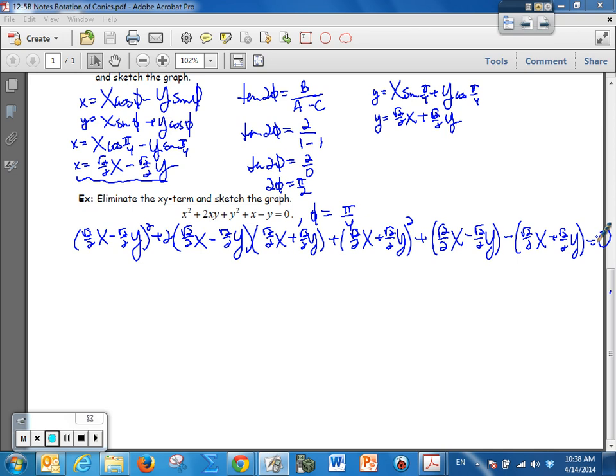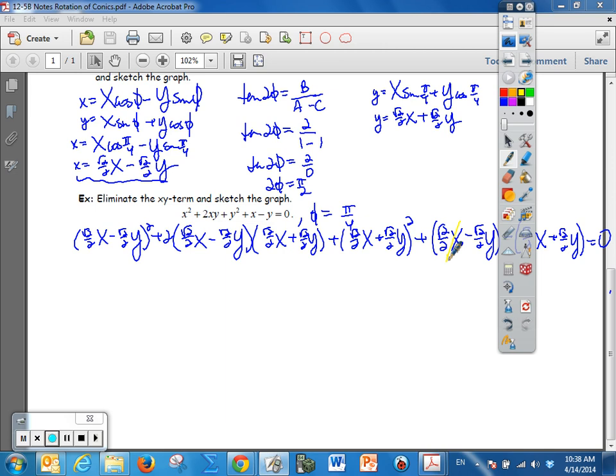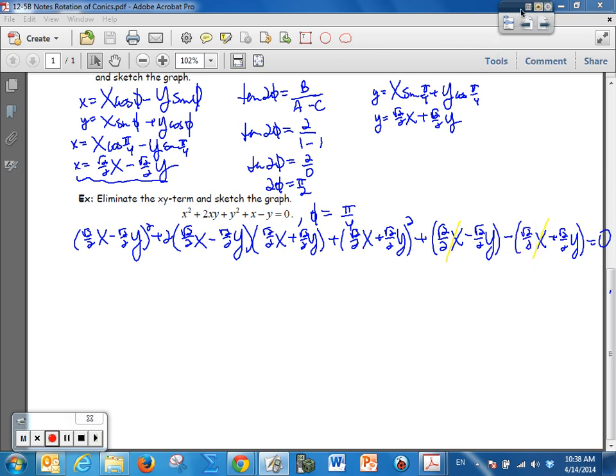Let's see what's going on. So here, notice how I'm just trying to lighten our load a little bit. Notice how we have root 2 over 2x minus root 2 over 2x. Those are going to go. And we're just going to be left with, on this end, a minus. See how the minus 2 of these. We'll get to that in just a minute.